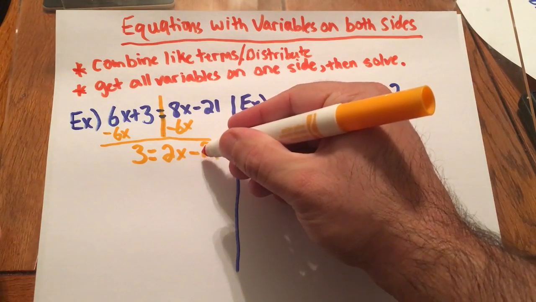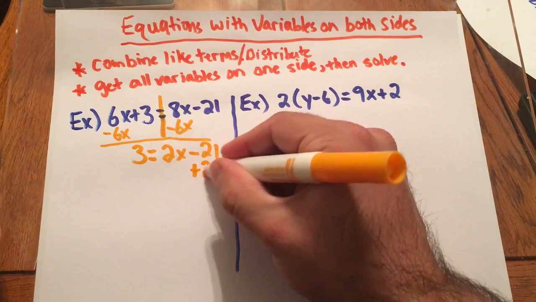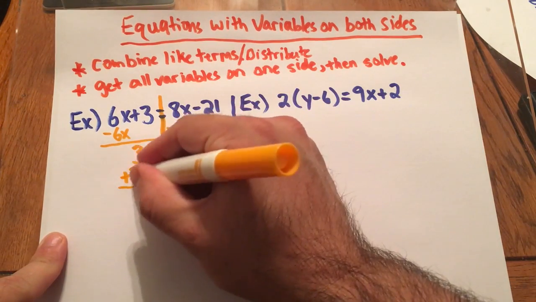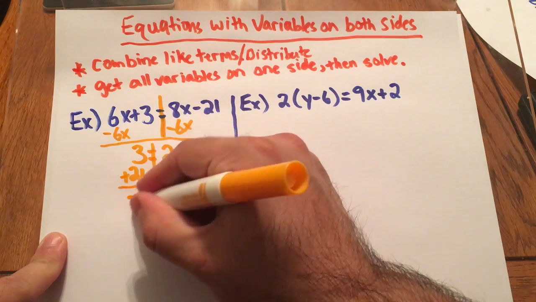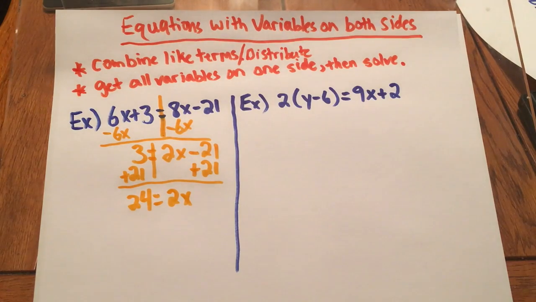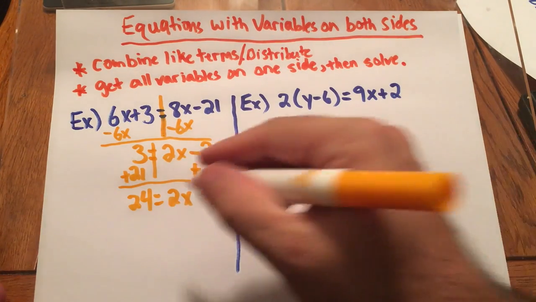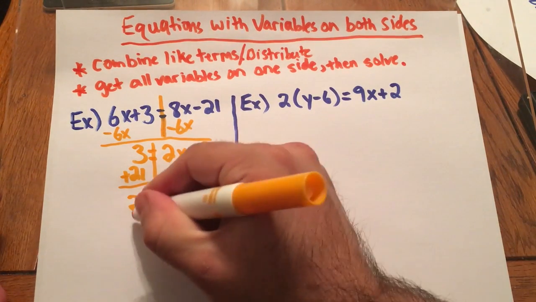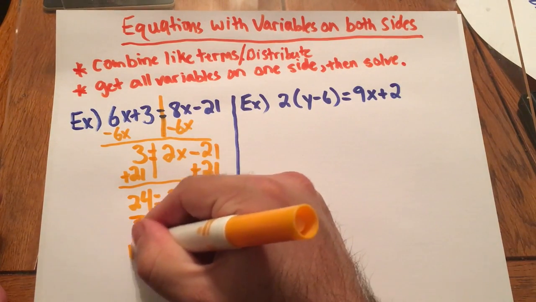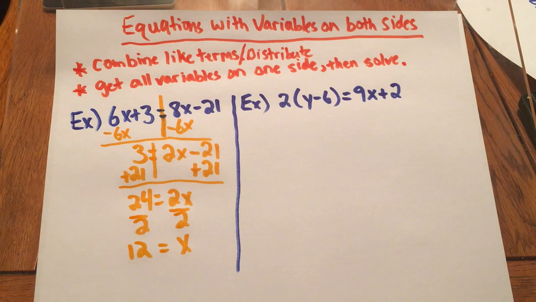So I've got a minus 21. What we want to do is add 21. And again, we've got to do that to both sides. 3 plus 21 is 24, which is equal to 2x. All right. Final step then would be to divide both sides by 2 to get x by itself. So x is equal to 12. Now notice, x equal to 12, that's fine. 12 equal to x, that's fine.